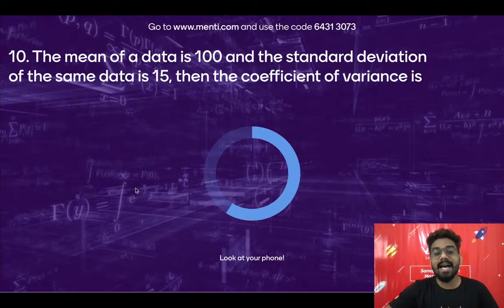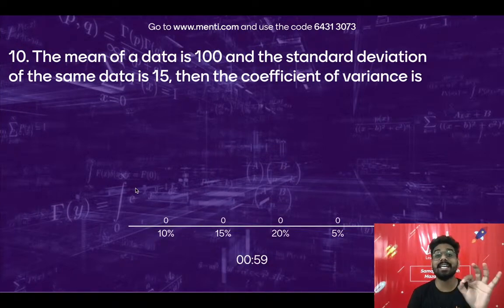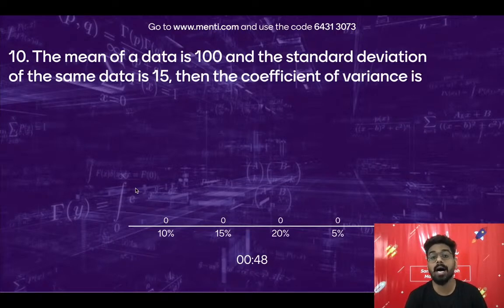The mean of the data is 100 and the standard deviation of the data is 15. The coefficient of variation is sigma upon mean. In percentage form, it is sigma upon mean into 100. How simple a question. We will multiply by 100 if the question is asked in percentage form. If in fraction form, do not multiply by 100.